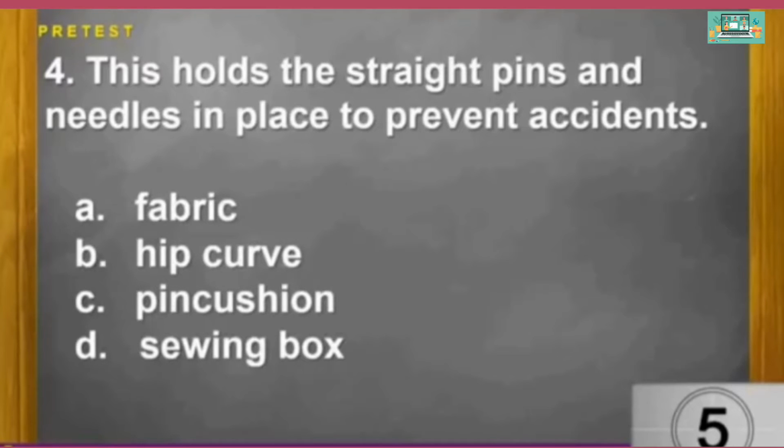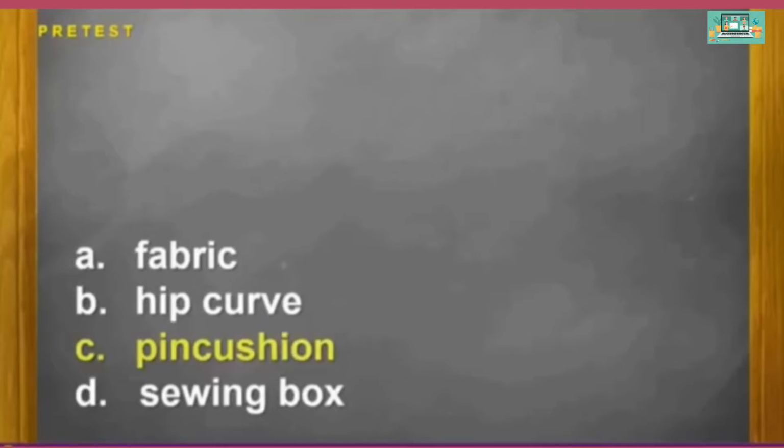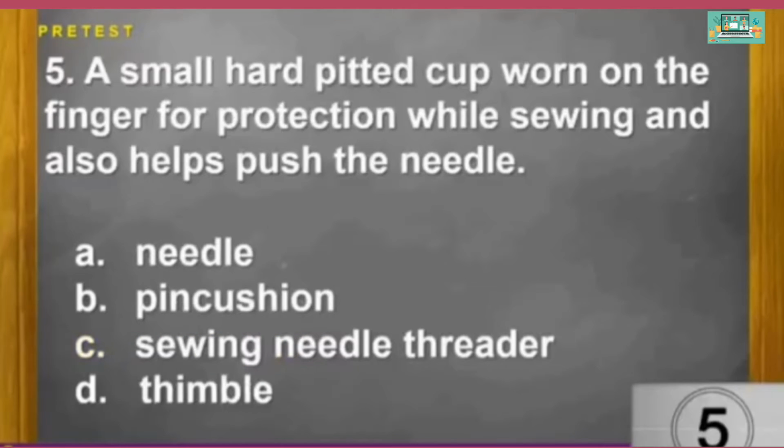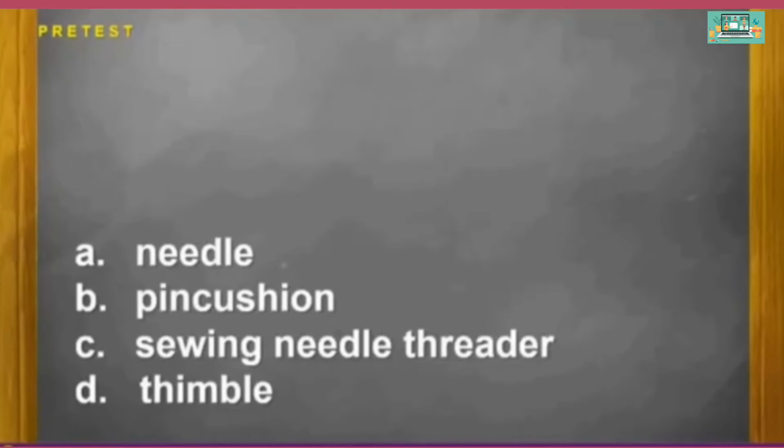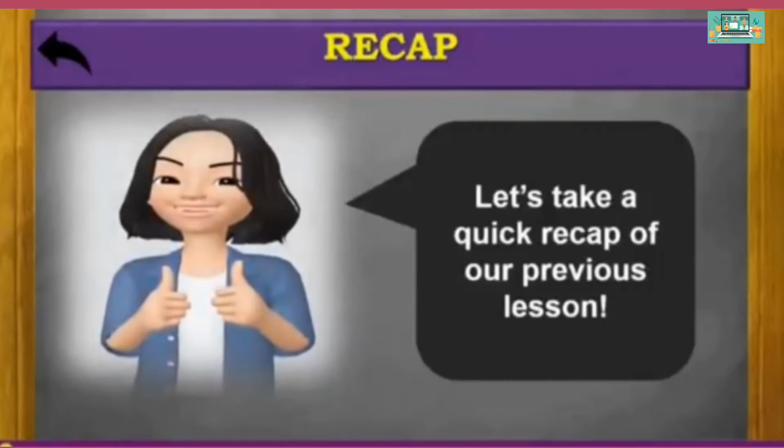Number 4. This holds the straight pins and needles in place to prevent accidents. The answer: pin cushion. And number 5. A small hard-fitted cup worn on the finger for protection while sewing, and also helps push the needle. The answer: thimble.